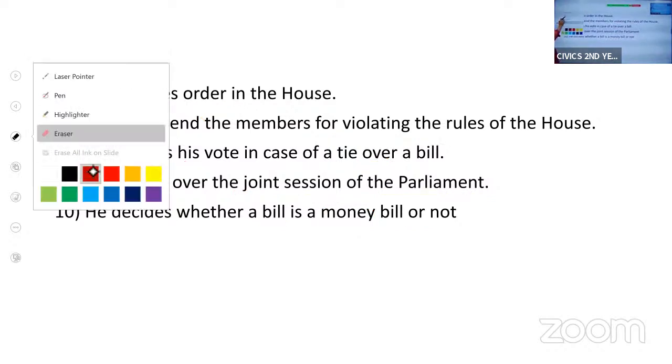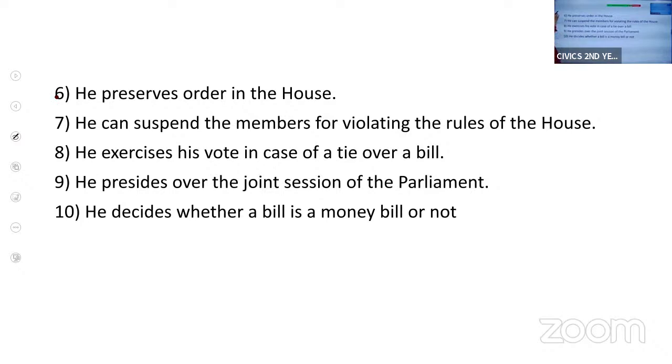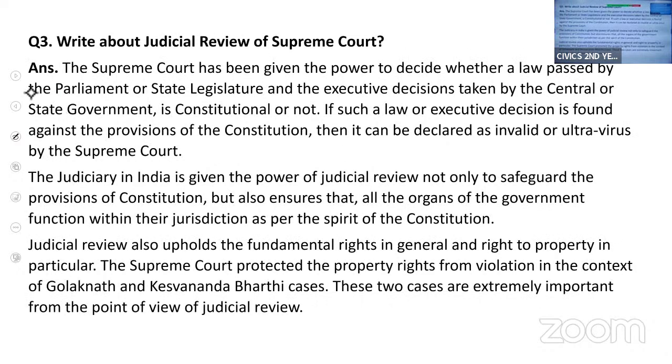Okay, so let us now move to the next question. Judicial review. Now, what is this judicial review? Judicial review is the power of the court to validate the laws made by the legislature and the actions of the executive. If the laws made by the legislature and the actions of the executive are unconstitutional, then the court can declare such laws, actions or decisions as invalid.